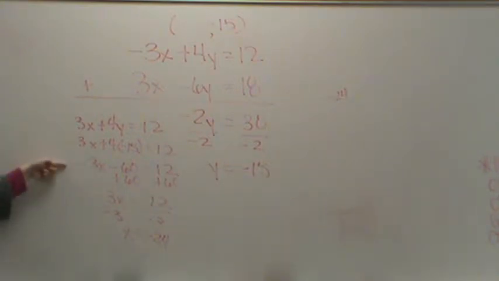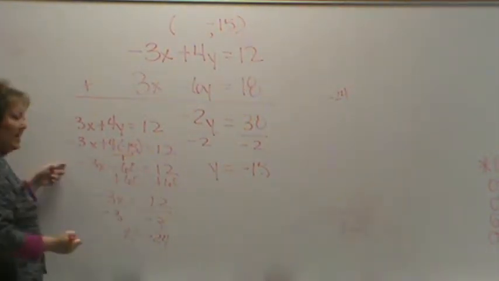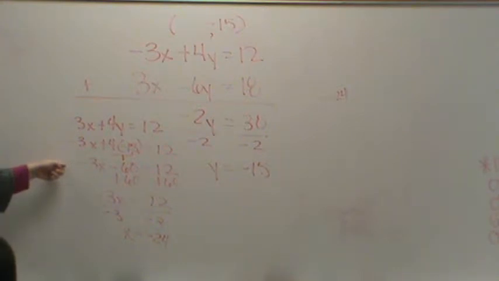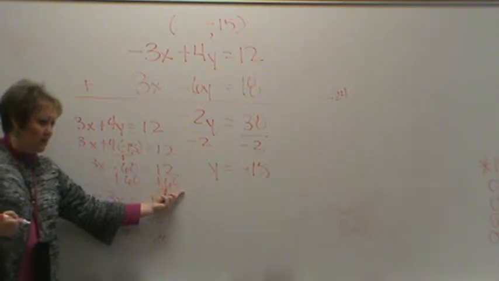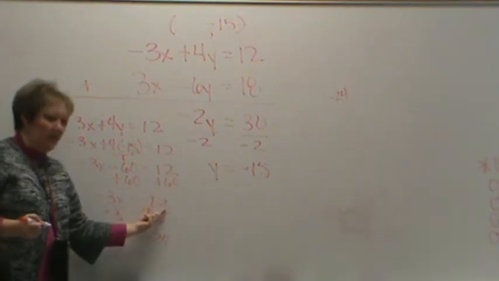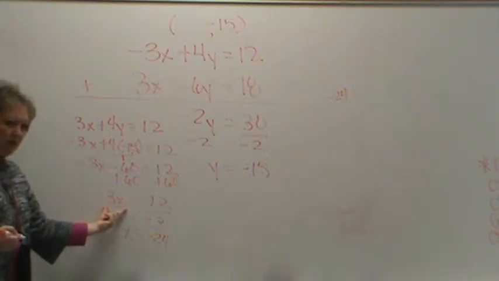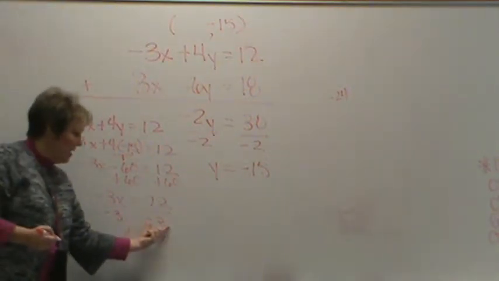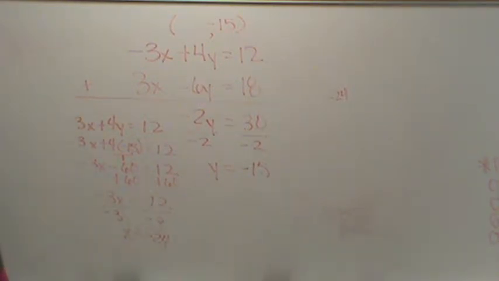Third line, 1, 2, 3 here. Okay, multiplying these two together, I get negative 60. Okay? Then I have to add that 60 to both sides because I'm trying to solve it for x. 12 plus 60 is 72. Somebody corrected it. Bring it down at negative 3. Divide both sides by negative 3. X equals negative 24. Still lost? No. We're good.